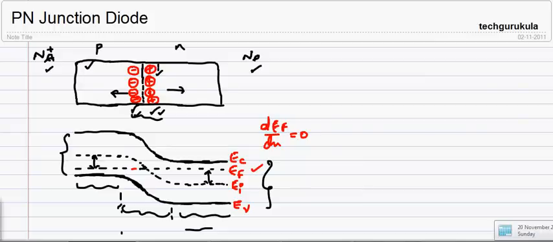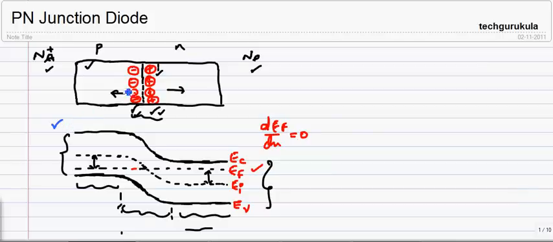In this video, we are going to see what built-in potential is in a PN junction diode, how it is derived, and what its value is. From previous videos, we have seen how a band diagram looks for a PN junction diode under thermal equilibrium, and for now, we are going to derive it under thermal equilibrium.